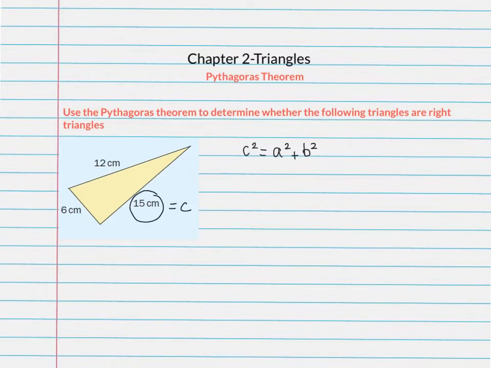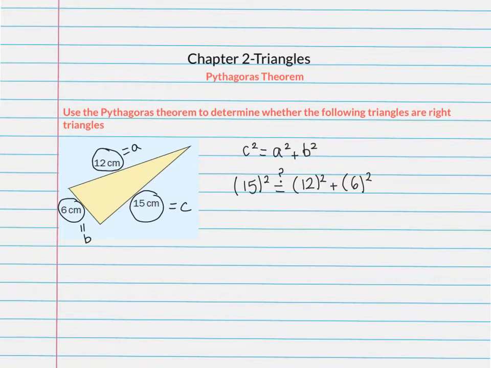And then it doesn't matter which one we consider as a and which one as b. This one is a and this one is b. Again, a and b could be the other two measures as long as you determine c in the first place. Here we have 15 to the power of 2 is equal to 12 to the power of 2 plus 6 to the power of 2. Again, we are testing it. Are they equal?